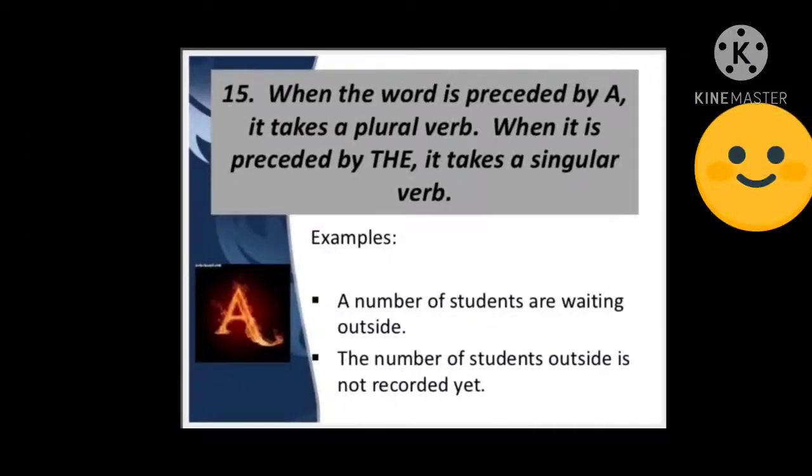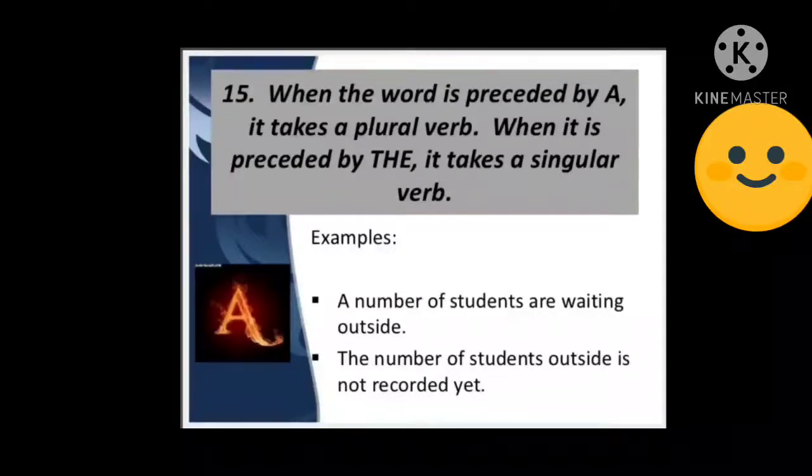Next, rule number 15, when the word number is preceded by a, it takes a plural verb. When it is preceded by the, it takes a singular verb. Let us see, a number of students are waiting outside. A number of students, if this phrase is used as the beginning of a sentence, then we usually go with a plural verb. The number of students, that means one particular number taken as a single unit. We are referring to a particular number. The number of students outside is not recorded yet.